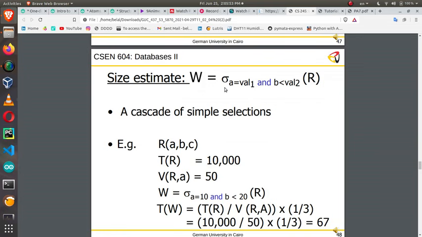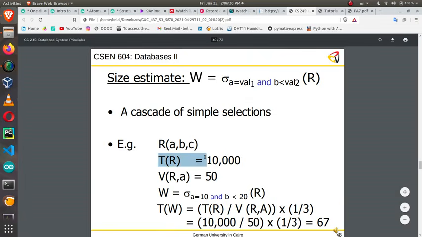Okay, for complex conditions or compound conditions, let's consider this select statement. Select all of the tuples in table R which satisfy both subconditions, A equal value 1 and B less than value 2. Okay, so the tuples that satisfy the first condition must be the same that satisfy the second subcondition. So let's calculate the number of tuples that satisfy this subcondition.